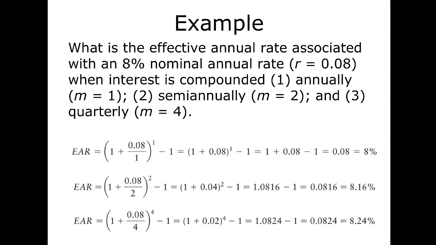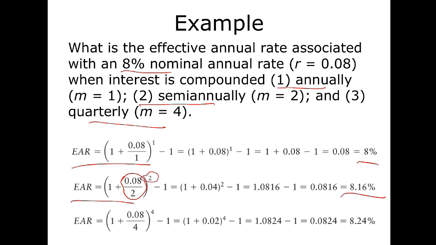So if we calculate the effective annual rate associated with our 8% nominal annual rate example, when interest is compounded annually, semi-annually, and quarterly. With annual compounding, we'd have just one compounding period per year, and the effective annual rate is the same as the nominal rate in that case. But with semi-annual compounding, our periodic rate is just 4%, or 0.04. The 8% divided by 2, raised to 2 compounding periods per year, gives us an effective annual rate of 8.16%.